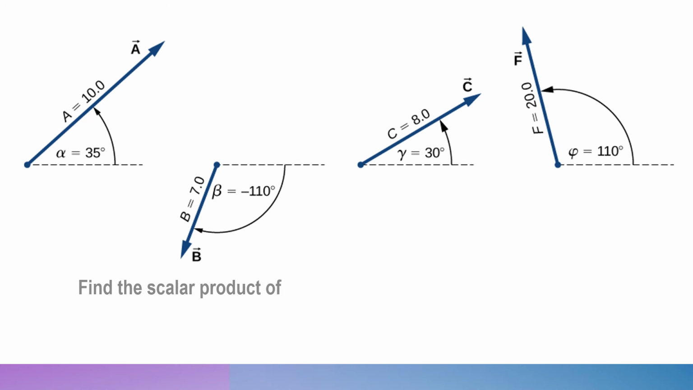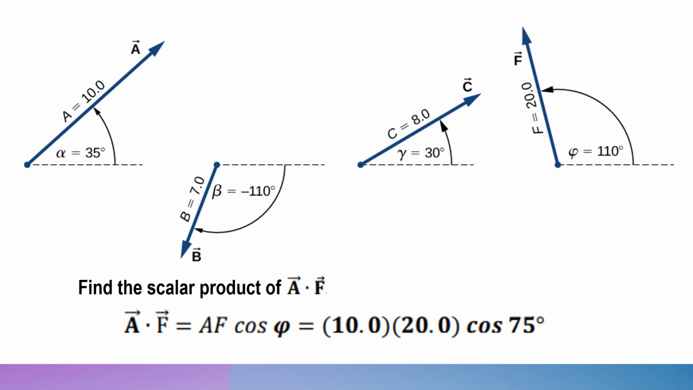Let's have a sample problem. Find the scalar product of vectors A and F. To make this computation short, we follow that the scalar product of vectors A and F is equal to AF cosine phi, which is equal to 10, the magnitude of vector A, times 20, the magnitude of vector F, cosine 75 degrees. 75 degrees is taken from the angle of vector F, which is 110 degrees, minus the angle of vector A, which is 35 degrees.